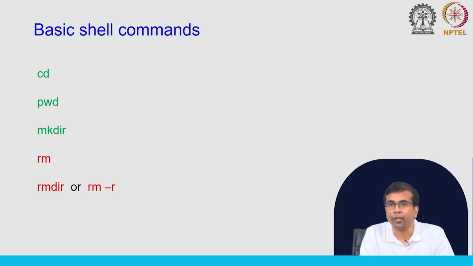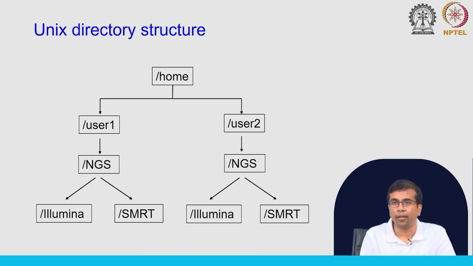Okay. So, before you use these commands, I just wanted to talk a little bit about the Unix directory structure that is available, right. This is important because then you will understand better where we are going. Okay. So, like Windows, you have a folder, then you have subfolders, and so on. Similarly, in the Unix directory structure, we have home at the top, then you can have user 1, user 2, multiple users in the Unix system. You can have an NGS subfolder under user 1 and user 2, that is possible. And then you have, let us say, Illumina and SMRT under NGS for both the users.